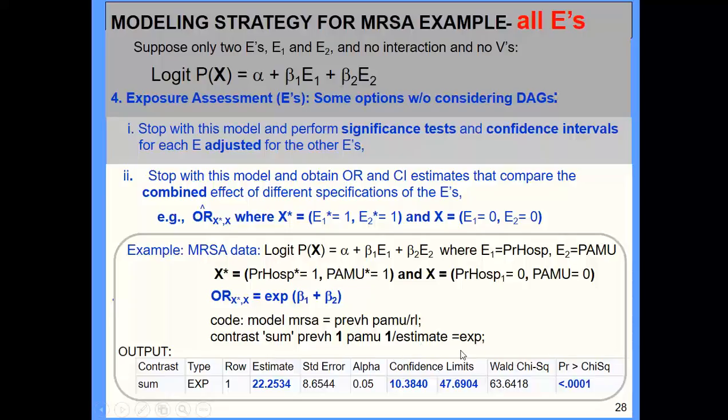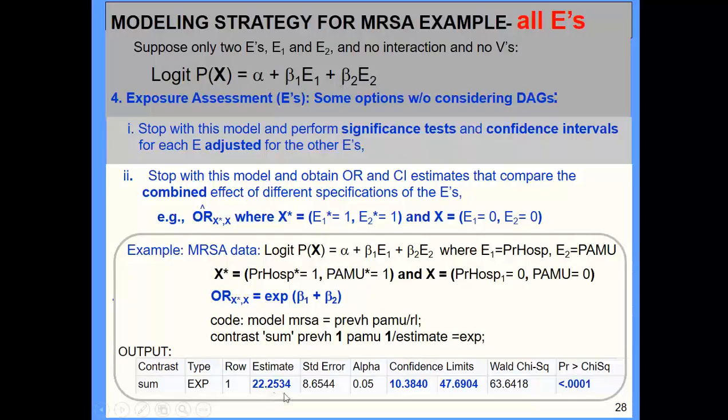This code is going to give me an estimate of this odds ratio in my data set, and it's also going to give me a confidence interval around that. That's what you've already learned. I'm just trying to show you what you would do. And if you do this, this is what you get as the output.